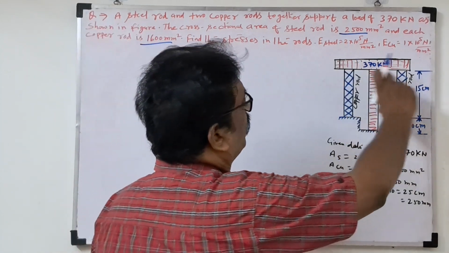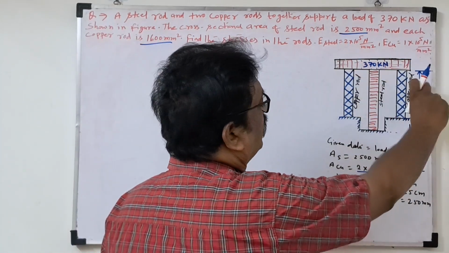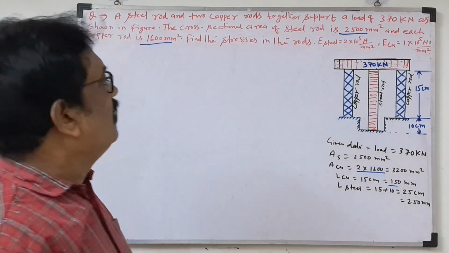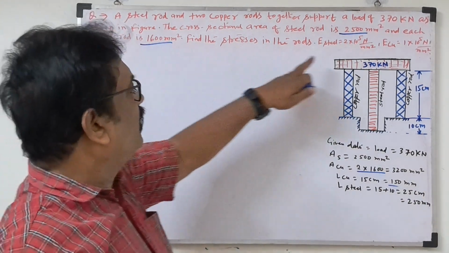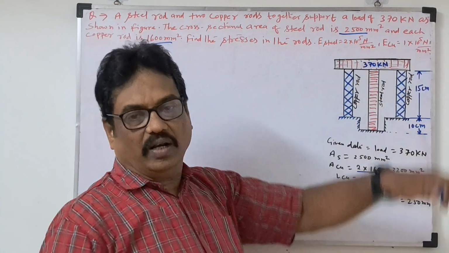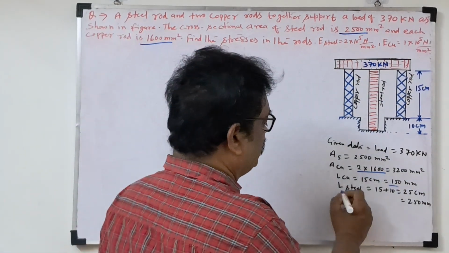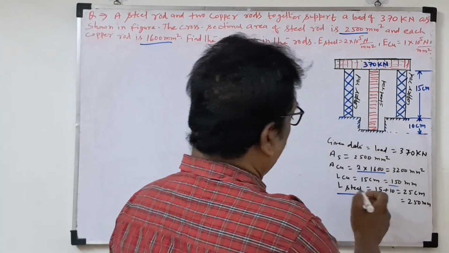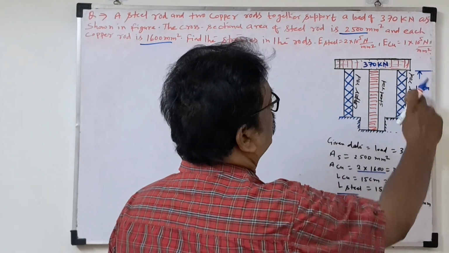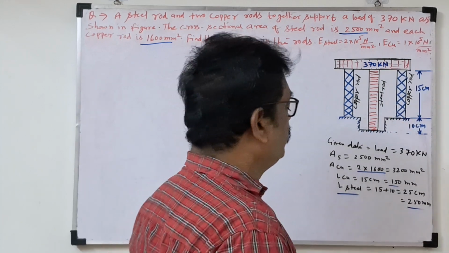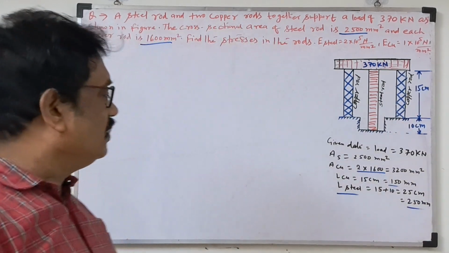The length of the copper rod is given as 15 centimeters. We convert it into millimeters, because all other dimensions, area and Young's modulus, are given in mm. So the length of the steel: how much? See this, 15 plus 10, so 25 centimeters, 250 mm. These are the given data.